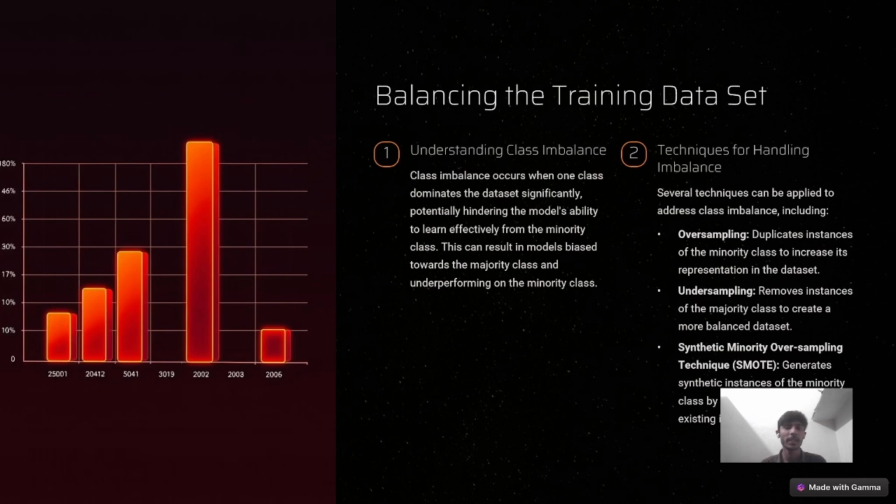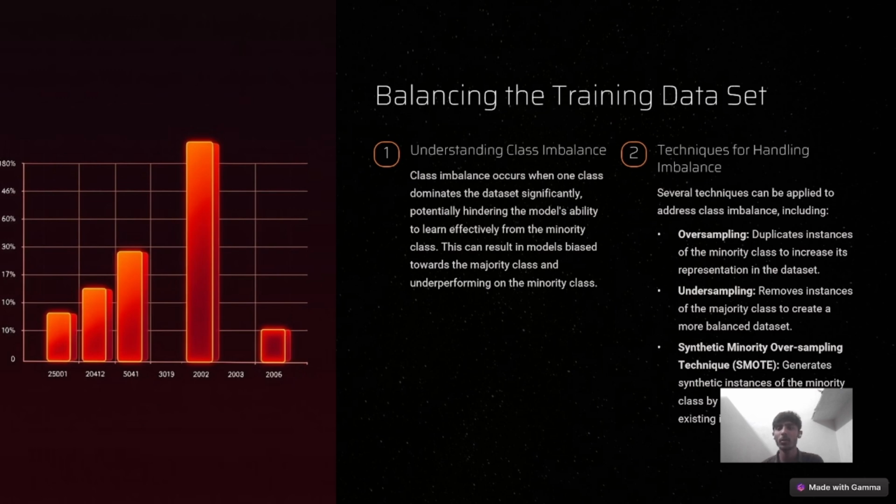Second, balancing the training dataset. Understanding the class imbalance: class imbalance occurs when one class dominates the dataset significantly, potentially hindering the model's ability to learn effectively from the minority class. This can result in a model biased toward the majority class and underperforming on the minority class.